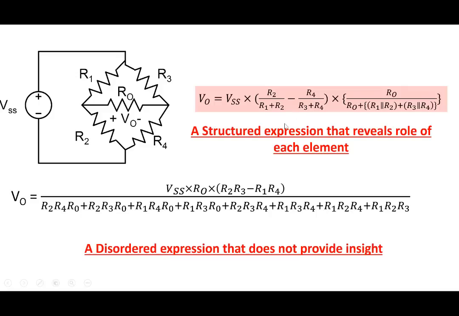In fact, the way the expression is written, it indicates the way the circuit works. As you can see here, the first term R2 by R1 plus R2, there's a voltage divider here, R2 and R1. There's an R3 and R3 plus R4 here. There's a voltage divider here. And so the expression includes within it the structure of the circuit.